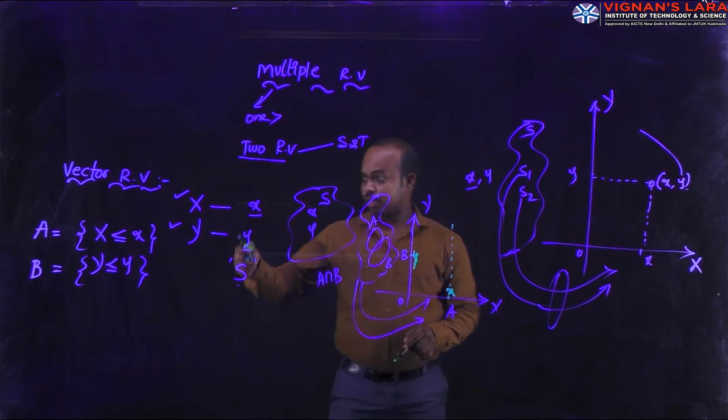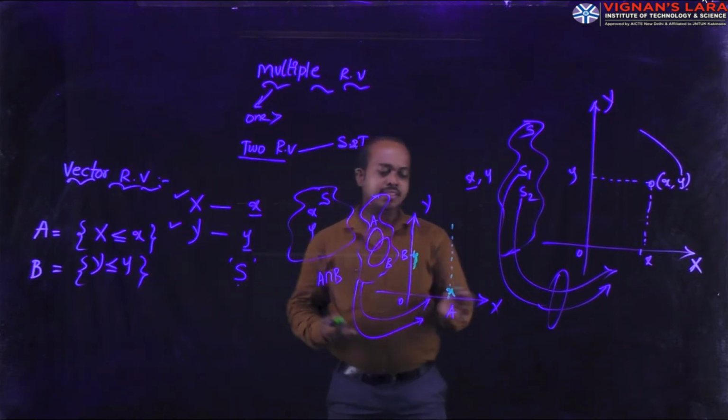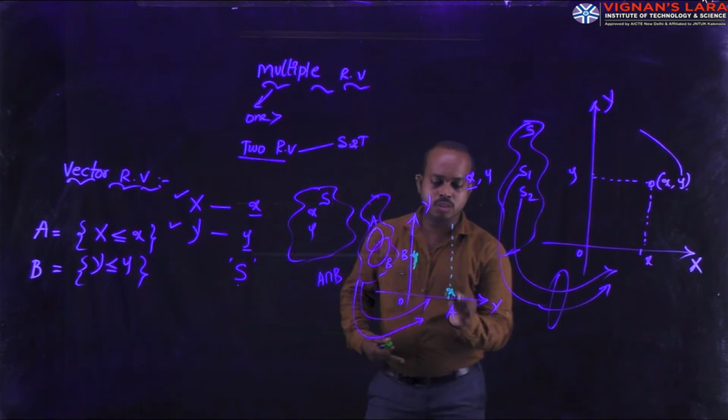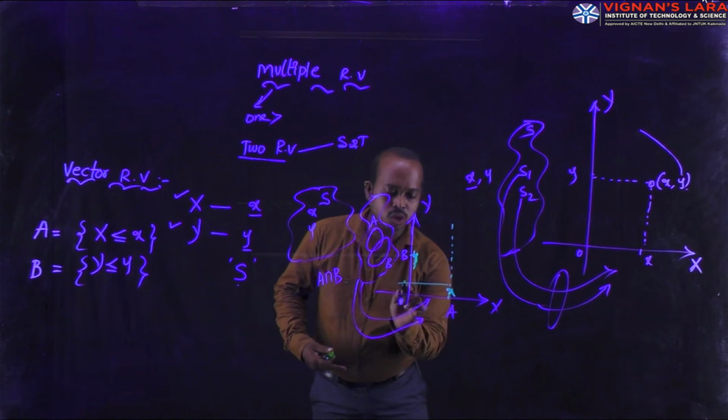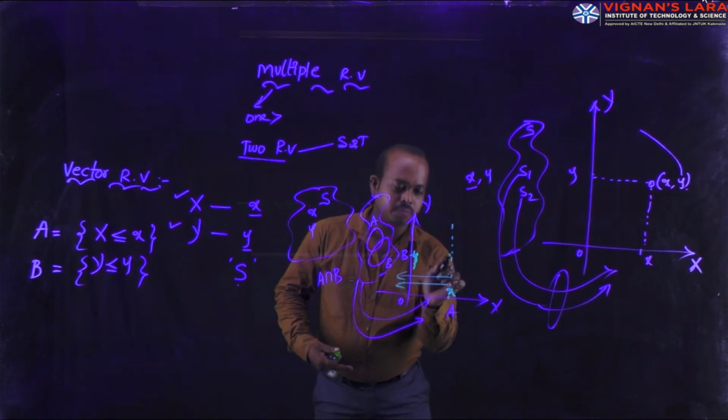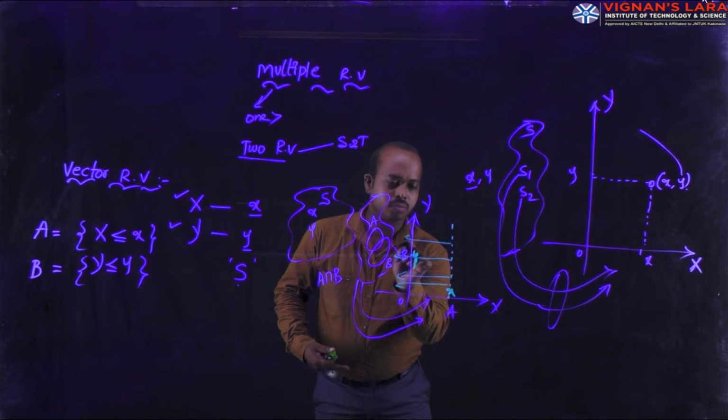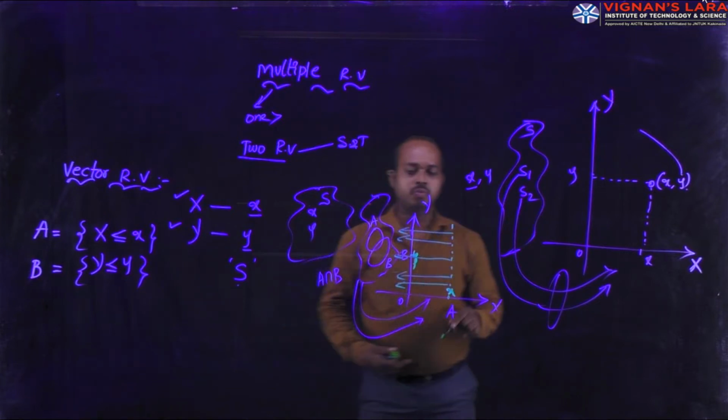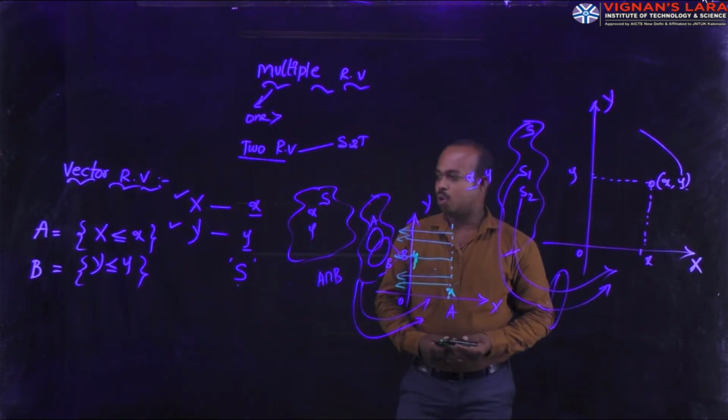and the quantity of X is less than small x. That means the x quantity is lying in this direction. Coming to the second one. What is the second one?